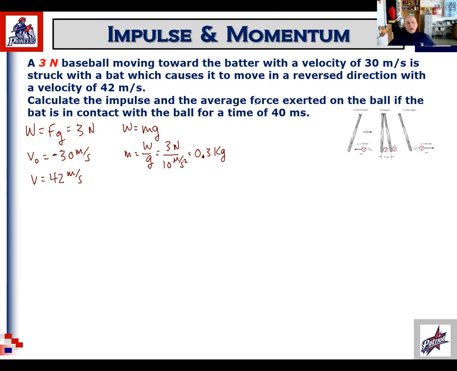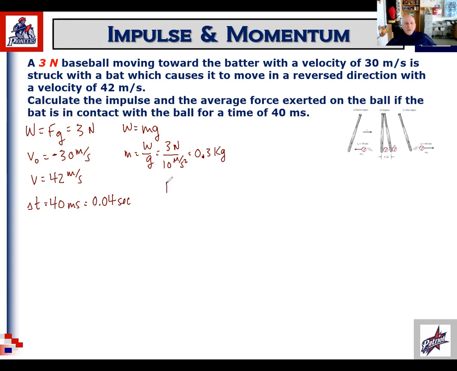Calculate the impulse and the average force, and our impact time is 40 milliseconds. We don't like that. It's like millimeters to meters. We want to convert it to seconds. I would say convert it right away so you don't forget. So calculate the impulse and the average force.